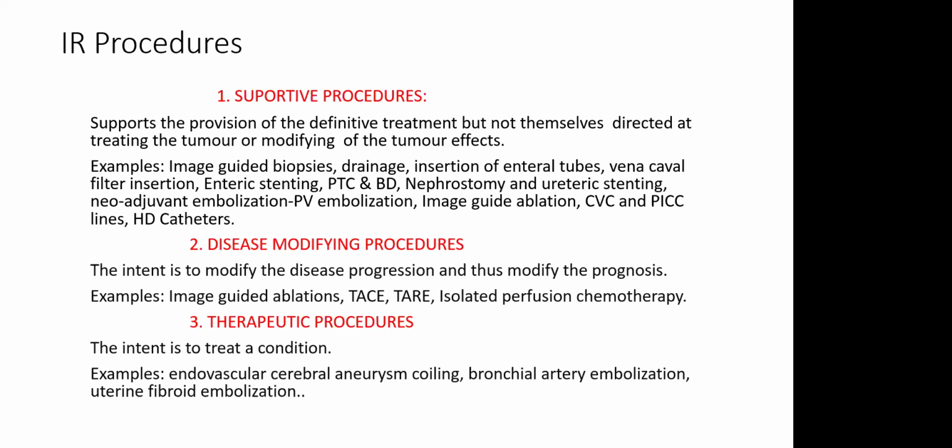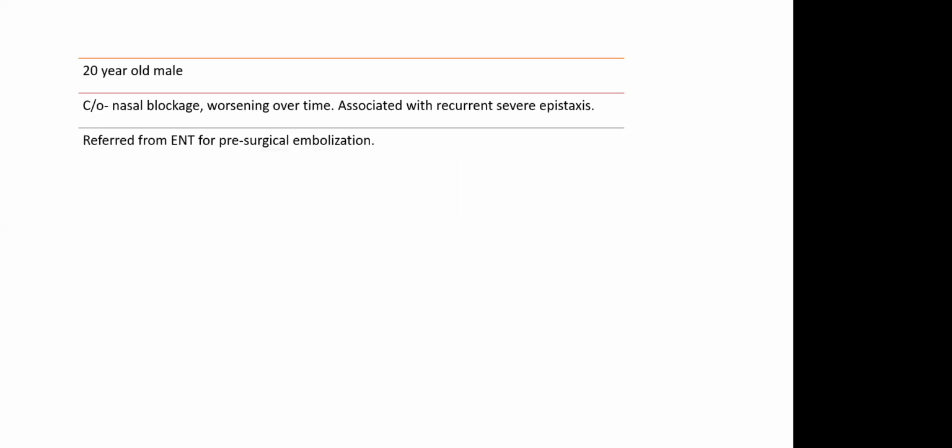Then we have therapeutic procedures, and the intent is to treat a condition. Examples are endovascular cerebral aneurysm coiling, bronchial artery embolization, and uterine fibroid embolization. Next. I think with that introduction, we can get to the next presenter, then we see some few cases.